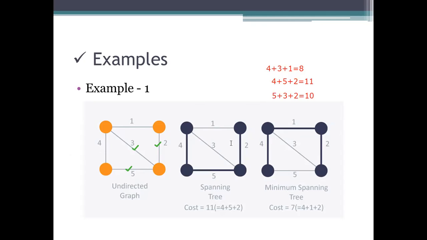This one has which edges? These 3 edges: 4, 1 and 2. So the total is 4 plus 1 plus 2, which equals 7. So what is the minimum cost here?